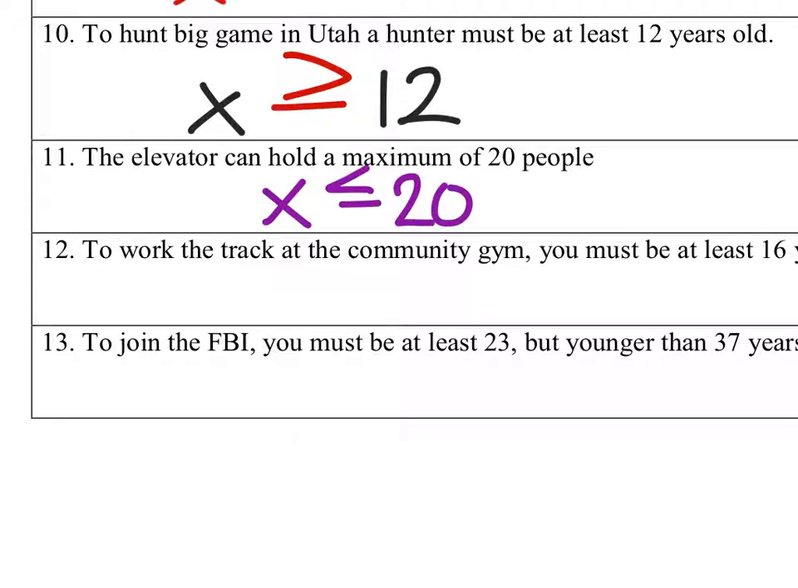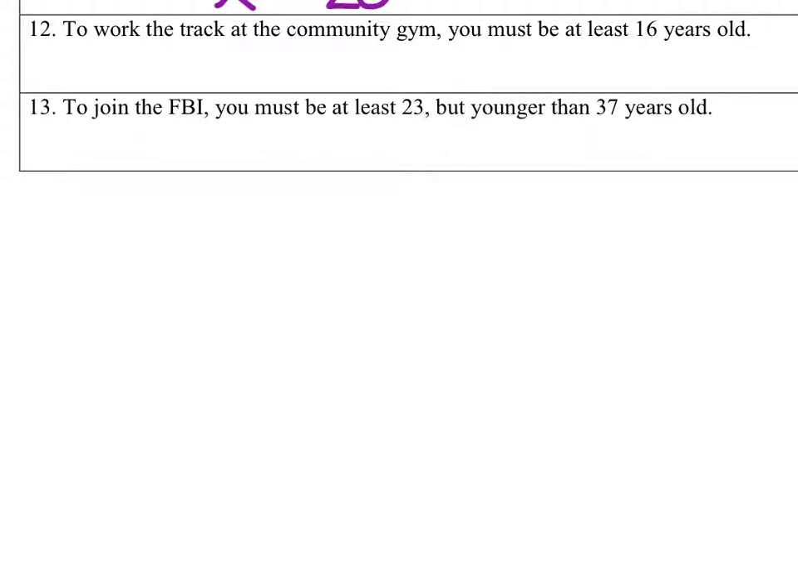All right. To work the track at the community gym, you must be at least 16 years old. So we're comparing X with 16. So you eat the X. Eats the X and equal. Yes, you can do it with equals. Very good. All right, what about this next one?